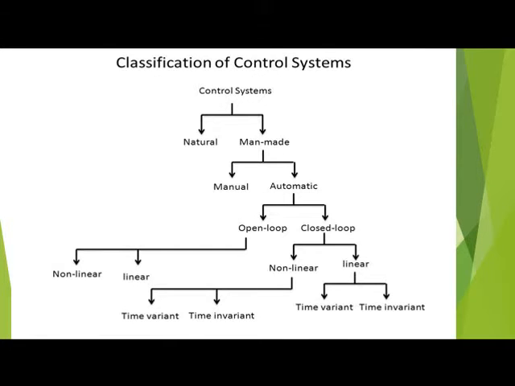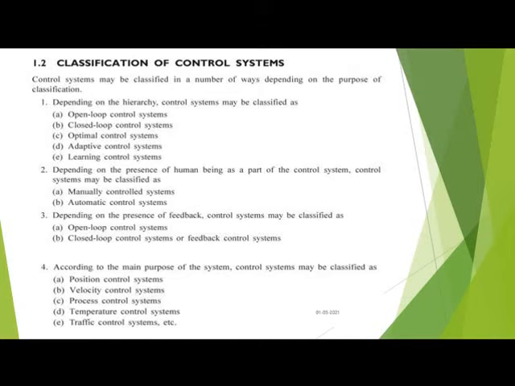Now let us go to the classification of control systems, which are natural and man-made. In man-made there are two types, manual and automatic. Automatic again divides into open loop and closed loop. The open loop can be non-linear or linear, and the closed loop also non-linear or linear. Then there are time varying and time invariant systems. Okay, now this is the classification of control systems.